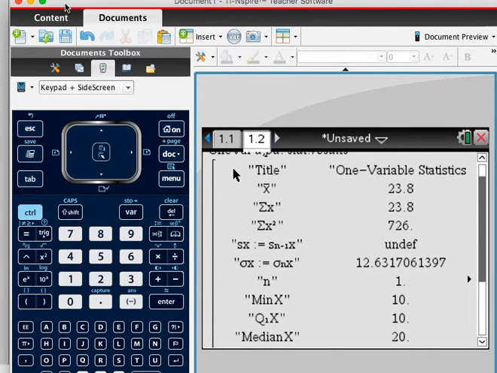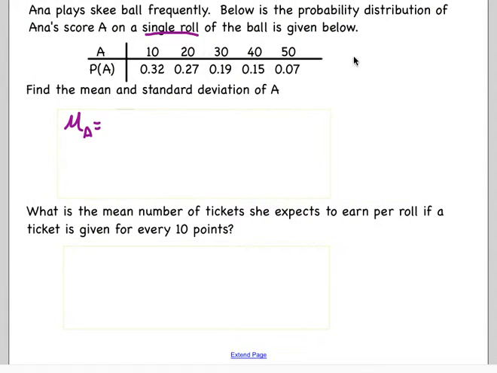All right, so I'm going to write those down. Now remember, the bare minimum is you have to write the formula. So the formula for the expected value, or the average, is sigma xi pi. And again, for the average, it said 23.8.